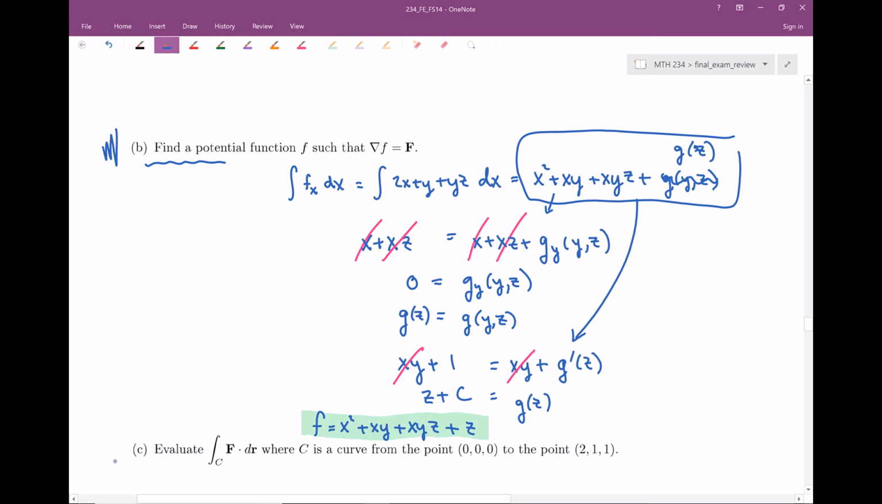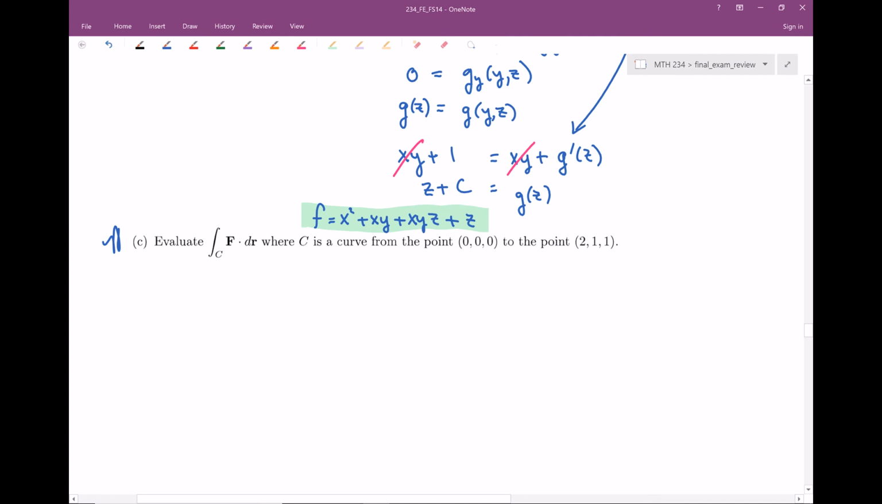All right, finally, part C, evaluate a line integral where C is a curve from the point 0, 0, 0 to the point 2, 1, 1. So this is important. When you have a conservative vector field, if you go out and find a potential function, there is this great theorem called the fundamental theorem of line integrals, which says this line integral right here can actually be evaluated by doing f of b minus f of a, where f right here is the potential function, b is your ending point, and a is your starting point. So this is saying that we have f of 2, 1, 1, subtract away f of 0, 0, 0. So that's my ending point minus my starting point.